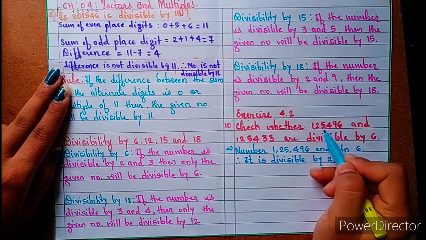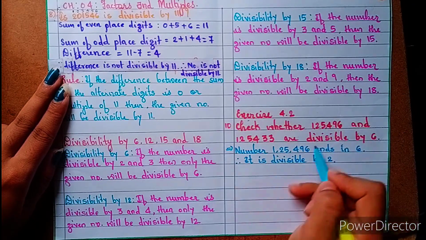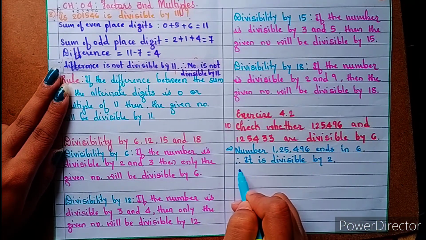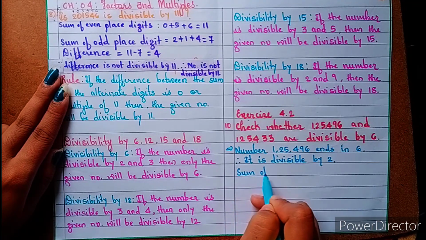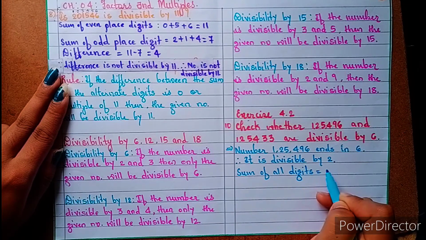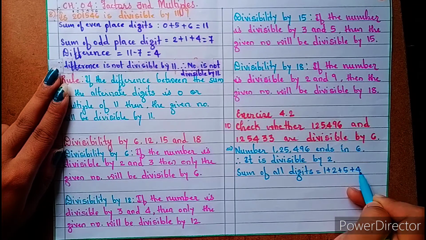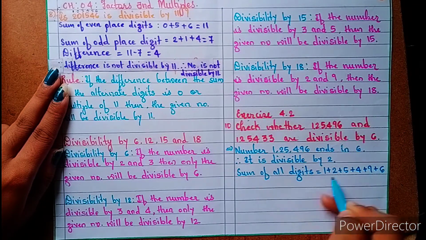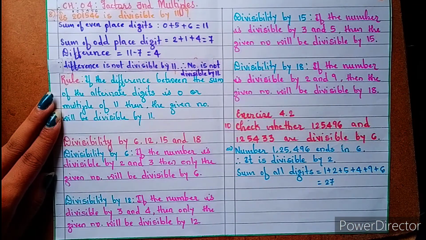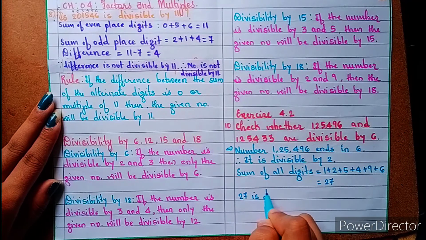Now let's check whether the same number is divisible by 3 or not. To do that, we have to add all the digits. Sum of all digits equals 1 plus 2 plus 5 plus 4 plus 9 plus 6, that is equal to 27, and 27 is divisible by 3.